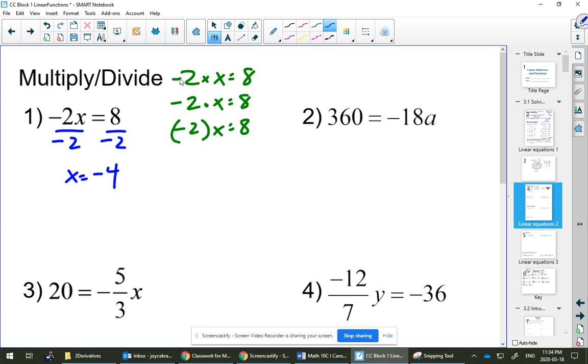If I have 360 equals negative 18a, I'm going to divide by negative 18, and a equals negative 20.